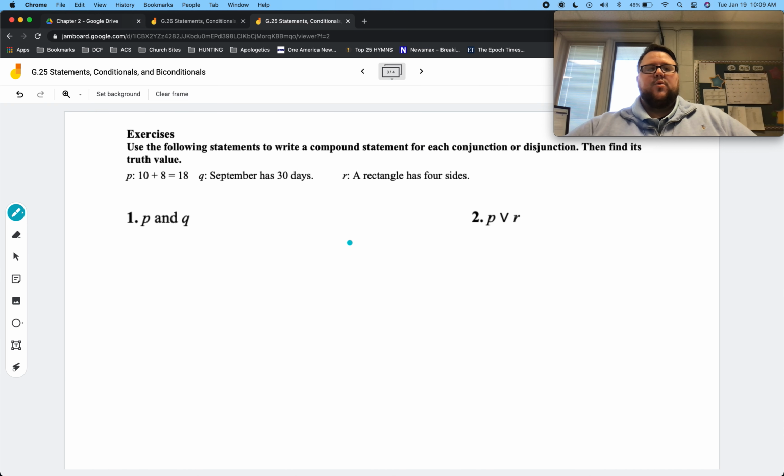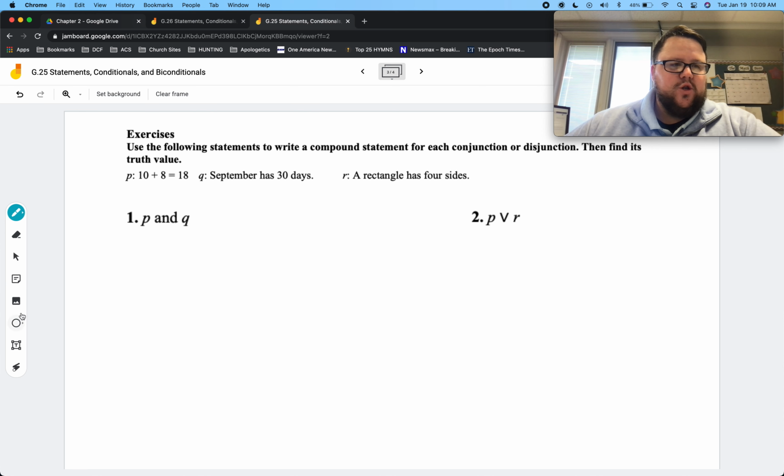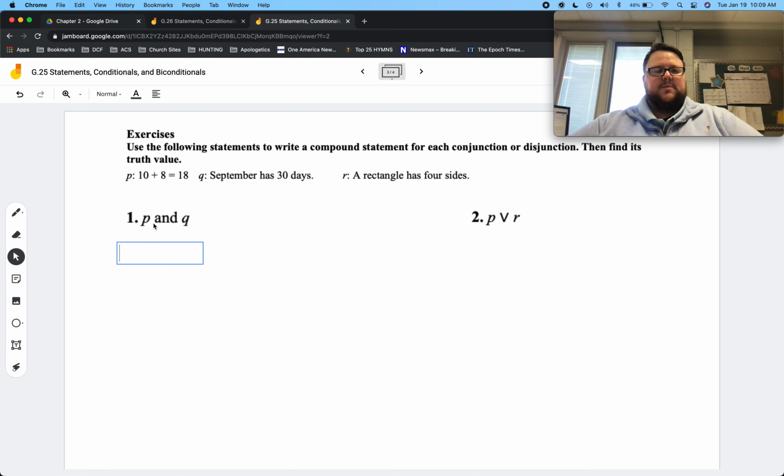So we're going to do a couple of these together now. And when you're doing this one, you're going to write it out in a text box. So use the exercise. P is 10 plus 8 equals 18. Q is September has 30 days. R, a rectangle has 4 sides.